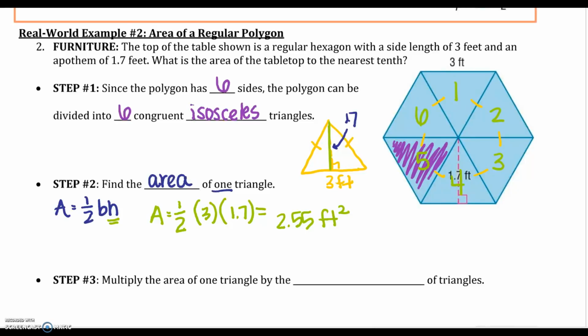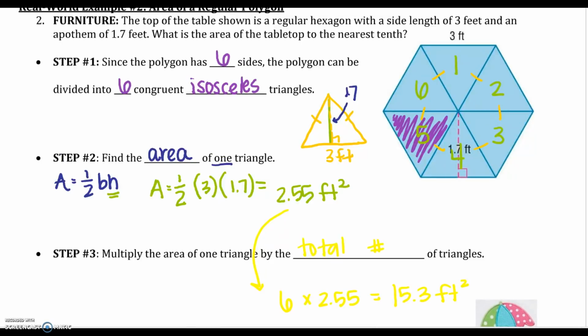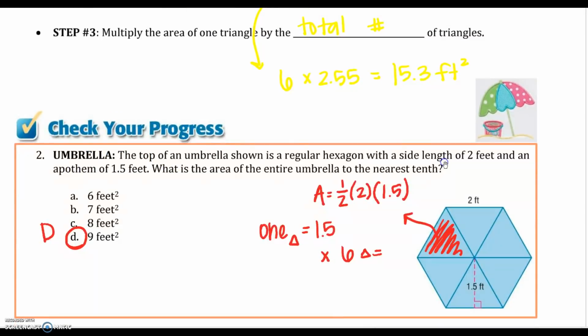So I can multiply the area of one triangle by the total number of triangles. So I'm going to take this number, and since I have 6 of them, I'm just going to multiply that by 6 to get 15.3 feet squared. Okay. All right, why don't you try that same way right below on your check your progress. And here are those answers.